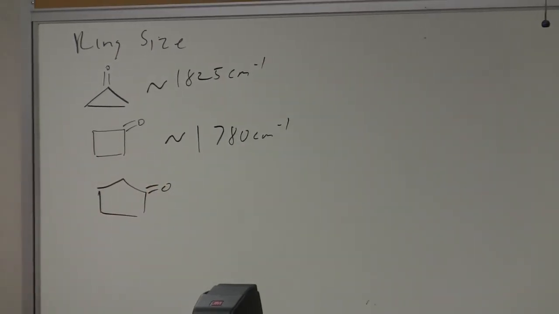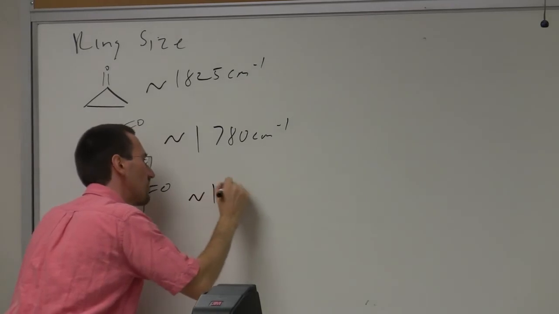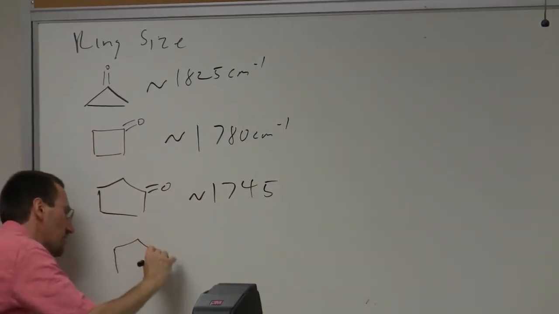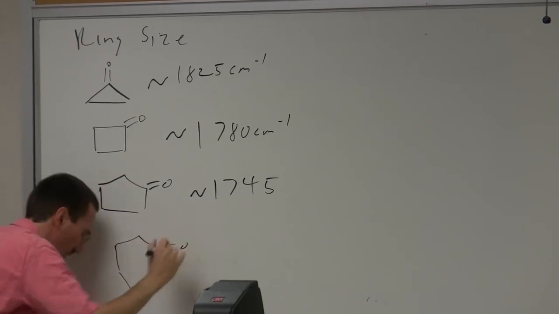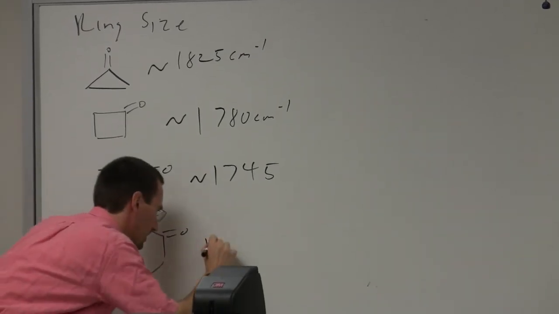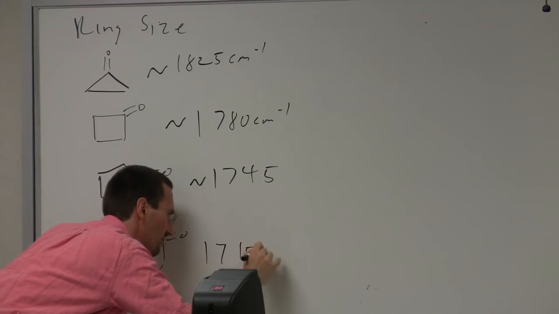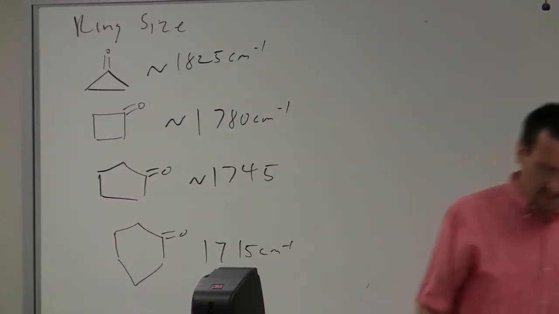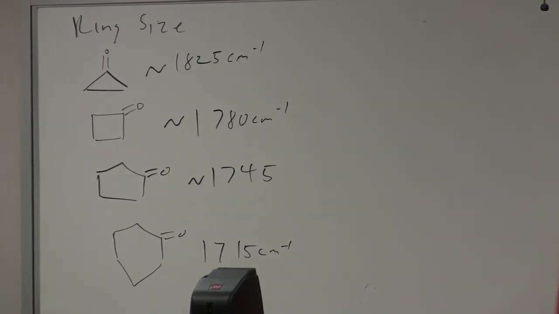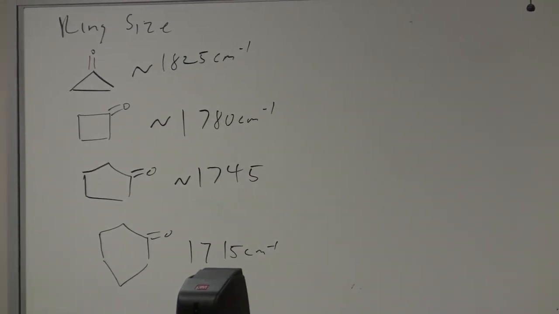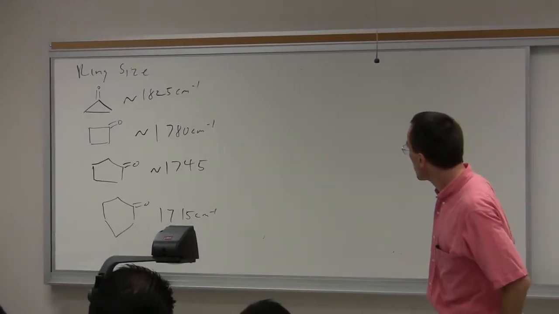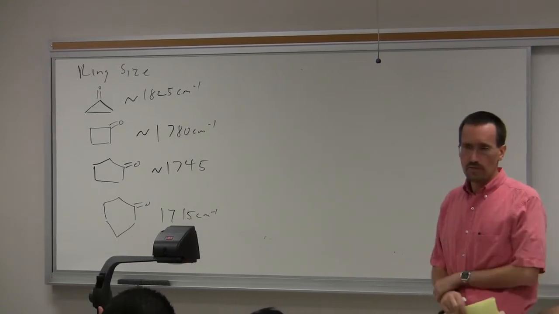Cyclopentanones still have a little bit of ring strain. It's at about 1745. And as I said, by the time you're at cyclohexanones, you're right back where you'd expect to be, about 1715. So what's going on? What does it mean that the frequency is higher or smaller?